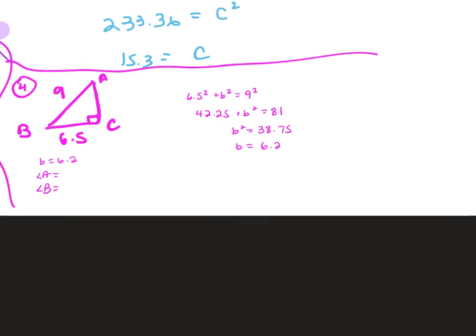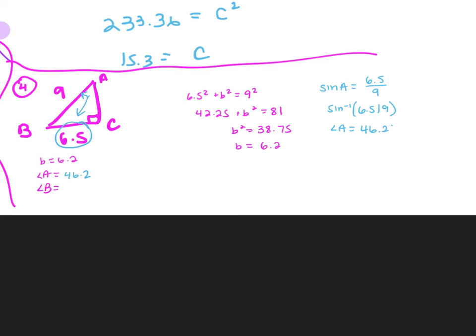So angle A, I want to use the ones they originally gave me. 6.5 is opposite and 9 is hypotenuse. So I'm using the sine this time. Sine of A would equal 6.5 over 9. Sine inverse of 6.5 over 9. And I get angle A equals 46.23.